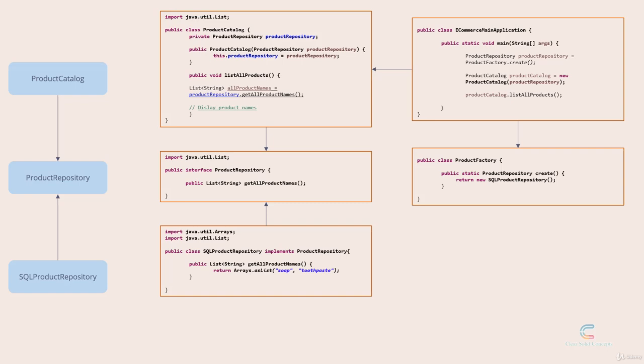So now, when product catalog is created, it gets a SQL product repository object. Product catalog is free to use the SQL product repository object wherever and whenever it wants. Product catalog does not need to worry about any instantiation. In other words, we are injecting the dependency into product catalog instead of product catalog worrying about instantiating the dependency. This is the concept of dependency injection.